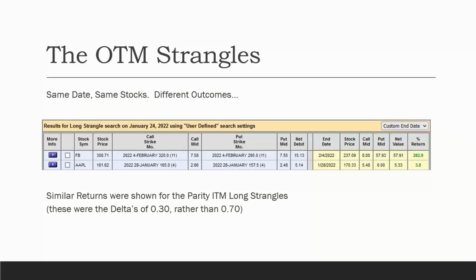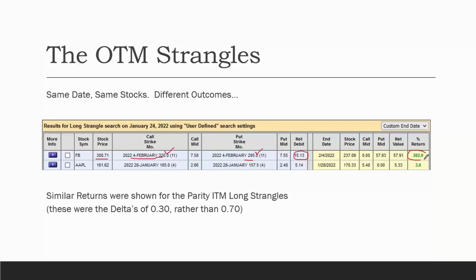Now, in comparison, the out-of-the-money strangle positions, same date, January 24th. With Facebook at 308.71, going to February 4th expiration, because remember, earnings were on February 2nd, the 320, 11 points out of the money, and the 295, roughly about 13 points out of the money, had a debit of 15.13. Why am I using these? Because these were the ones that had the delta of 0.30, which would be the parity view of going with the in-the-money strangle of Marcia's goal of a delta of around 0.70. We just would have flipped it. I would have done the 295 in-the-money call and the 320 in-the-money put.